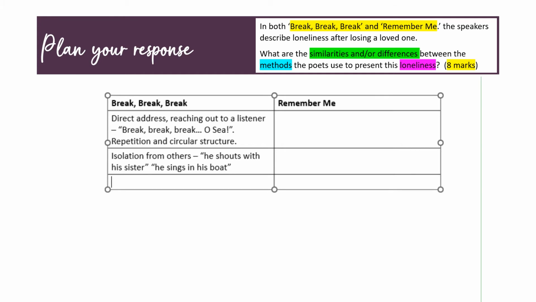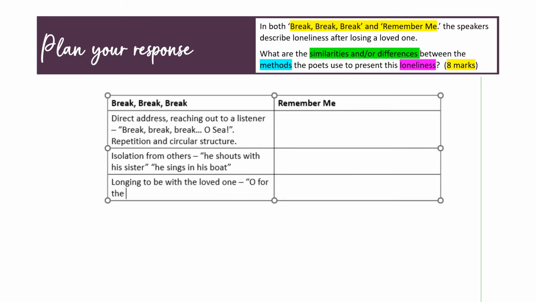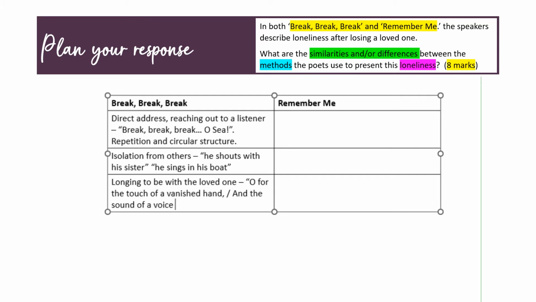Okay, and I don't need a third idea, but it's always good to have a few different options to play around with. So I'm going to say about longing to be with the loved one. Oh, for the touch of a vanished hand and the sound of a voice that is still. And that's relevant to this idea of loneliness, because obviously it's about him longing to be with another person, him wanting to be with the person that he has lost.